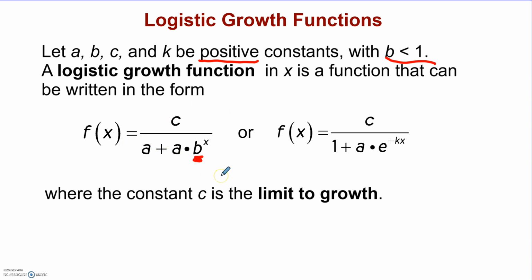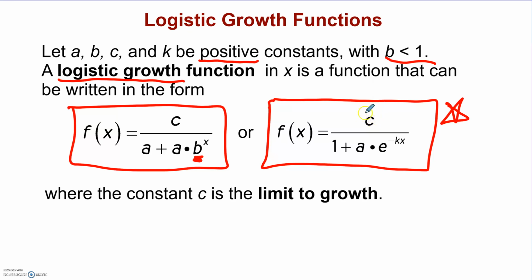A logistic growth function in x is a function that can be written in one of these 2 forms. So you can have it as f(x) = c over a plus a times b to the x, or what we will really be dealing with most often is one in this form over here. This constant c that is in the numerator of both forms is known as the limit to growth. All right, so let's just jump into one of these and see how we go about graphing it.